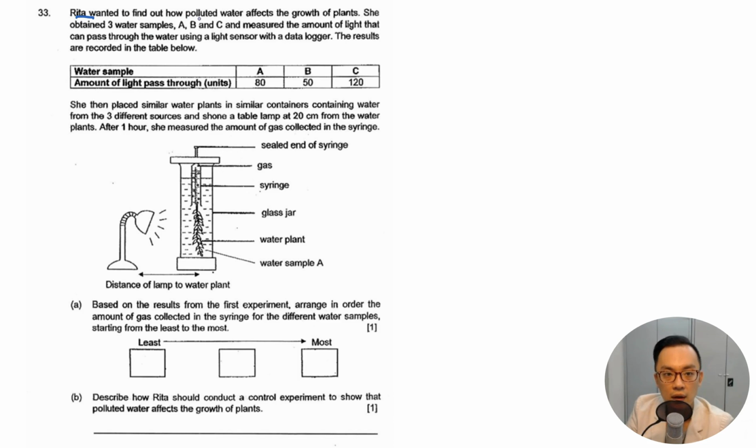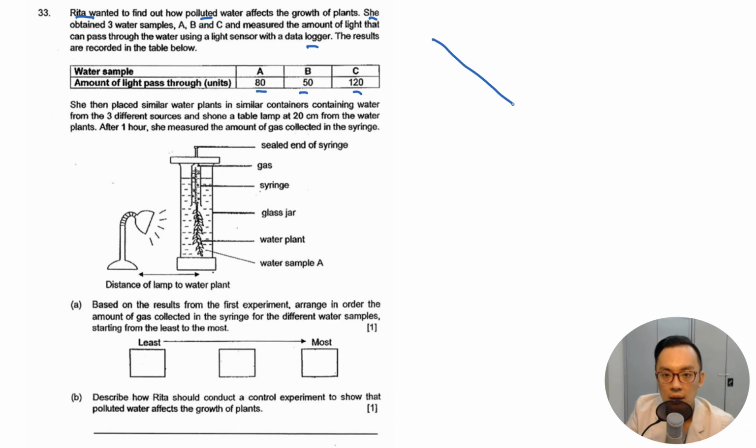Okay, let's take a look at this question. Rita wanted to find out how polluted water affects the growth of plants. She obtained 3 water samples, A, B, and C, and measured the amount of light that can pass through the water using a light sensor and a data logger. The results are recorded in the table below. Water sample A, B, and C, amount of light passed through is this. So 80, 50, and 120.